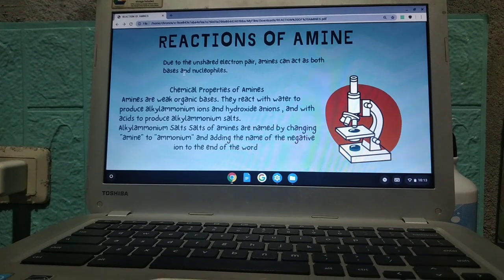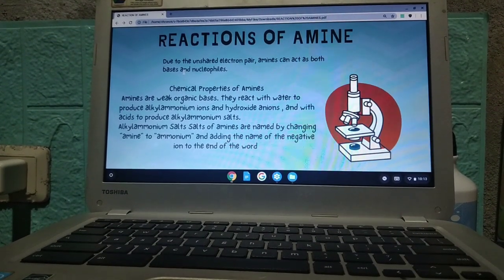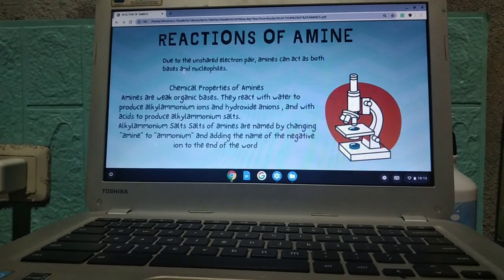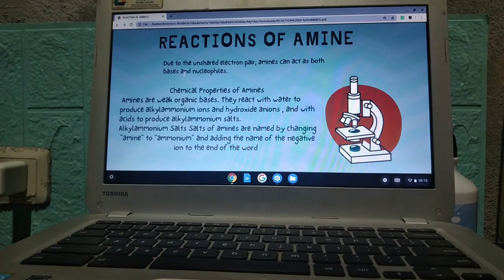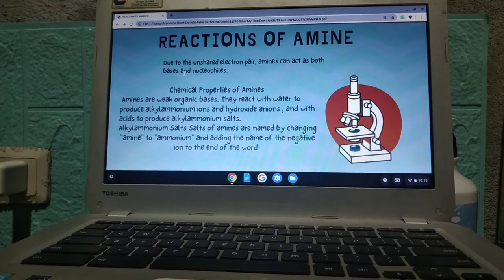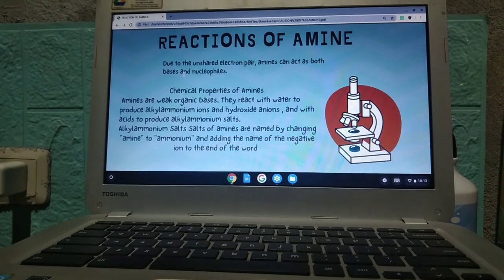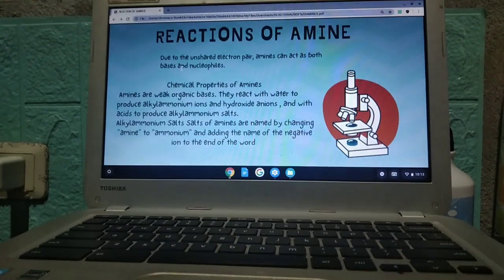They react with water to produce alkyl ammonium ions and hydroxide anion, and with an acid to produce alkyl ammonium salts. Alkyl ammonium salts are named by changing amine to ammonium and adding the name of the negative ion to the end of the word.